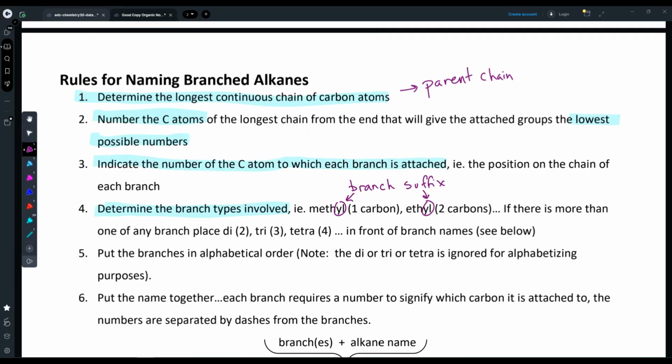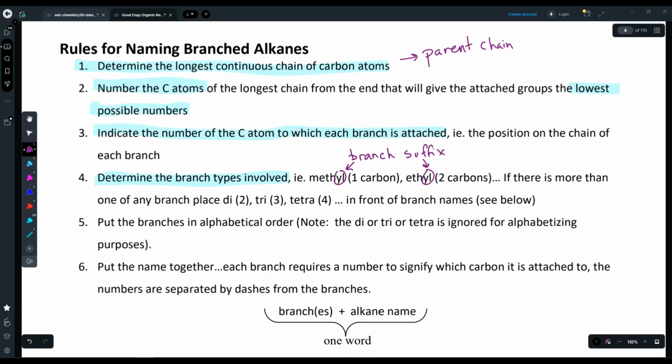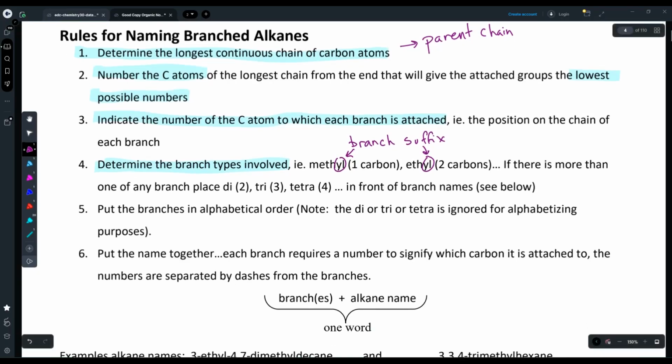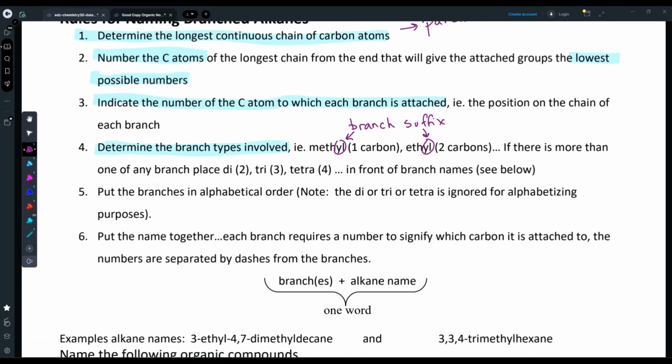Okay, if you have more than one of any type of branch, you need to be placing di, tri, tetra. So if you have in a compound 2 methyl branches, they could be on the same carbon or they could be on 2 different carbons. But if you have 2 methyl branches, you need to be saying dimethyl. Okay, you also need to be specifying where on the parent chain those branches are going to be located.